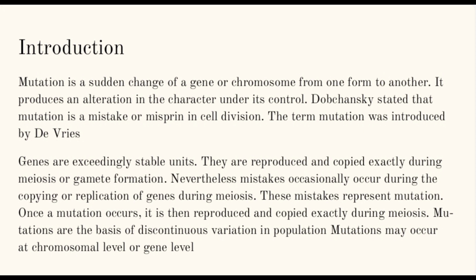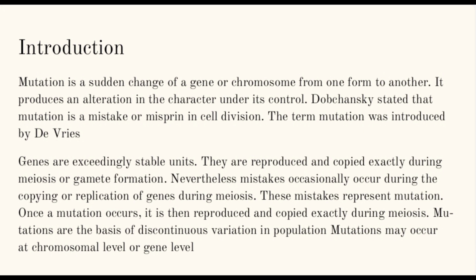Dobzhansky stated that mutation is a mistake or misprint in cell division. The term mutation was introduced by De Vries. Genes are exceedingly stable units. These are reproduced and copied exactly during meiosis or gamete formation. Nevertheless, mistakes occasionally occur during the copying or replication of genes during meiosis. These mistakes represent mutation. Once a mutation occurs, it is then reproduced and copied exactly during meiosis.